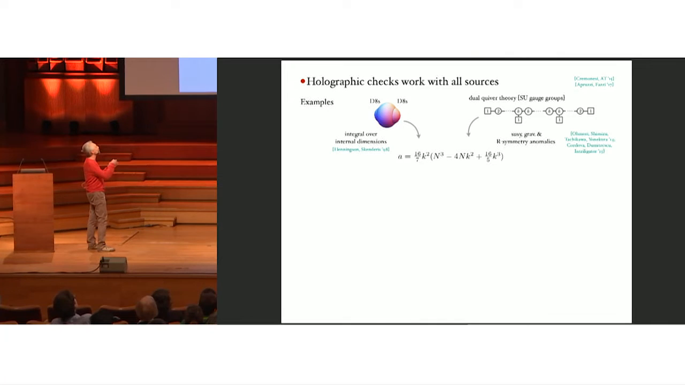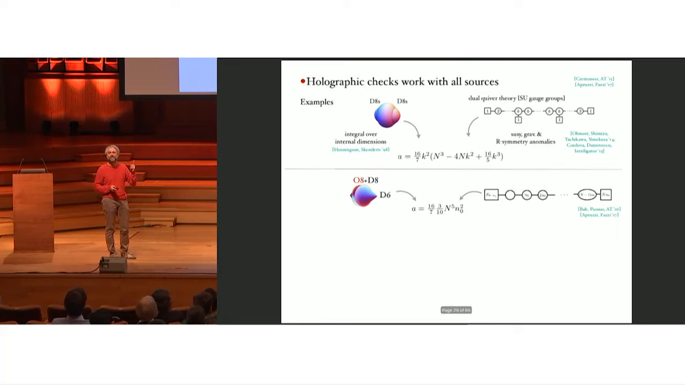And so this is just an example. You can show that it works in infinitely many cases. Most impressively, it works even when there are these strange sources such as the O8 with divergent dilaton. The check still works out.